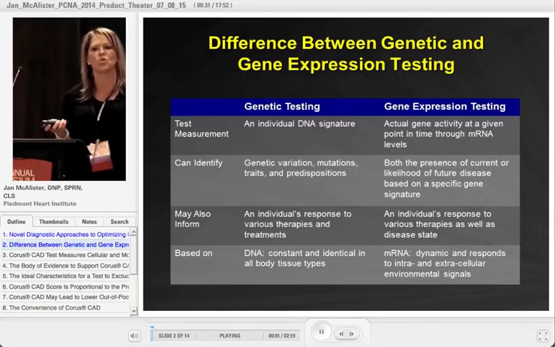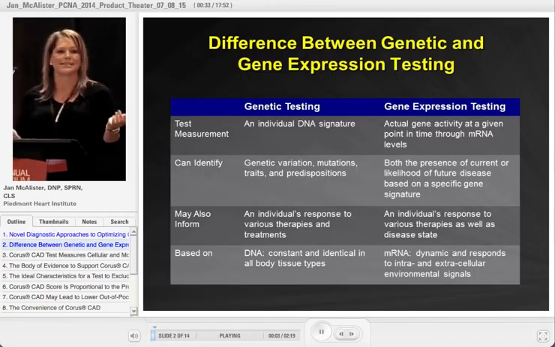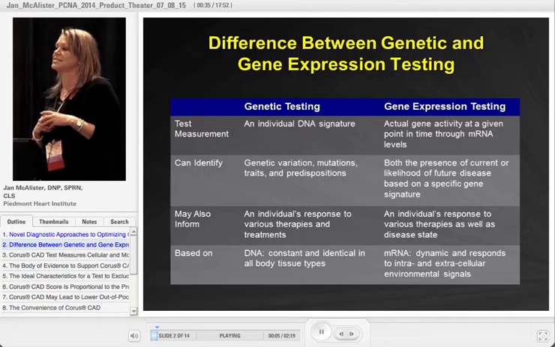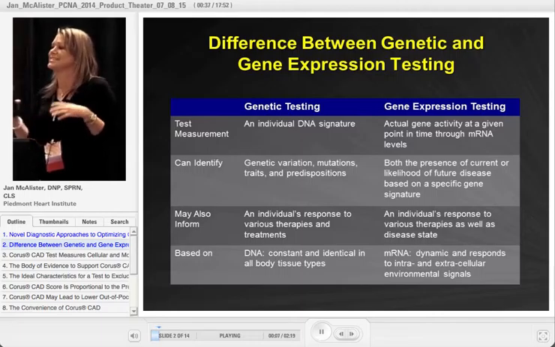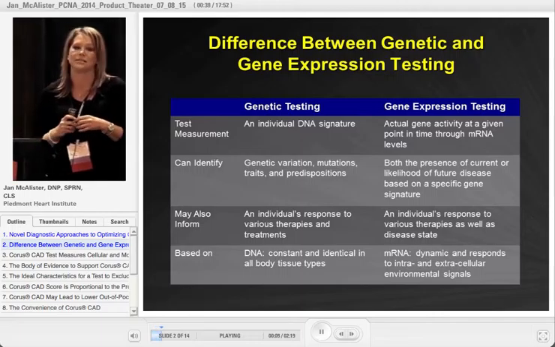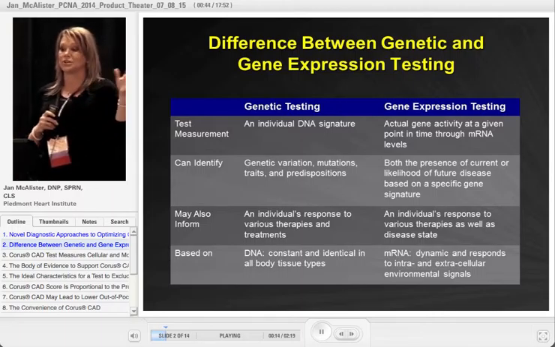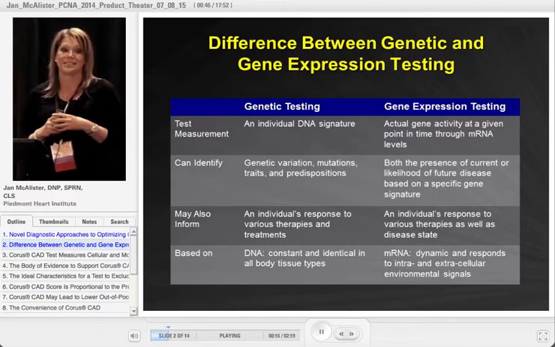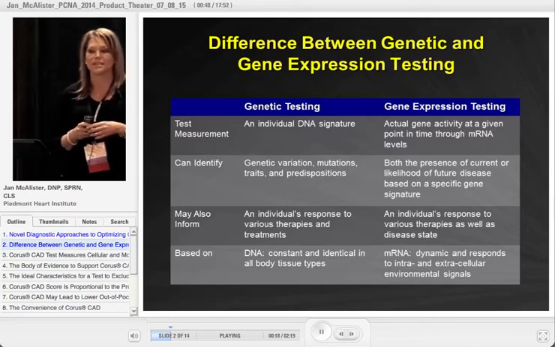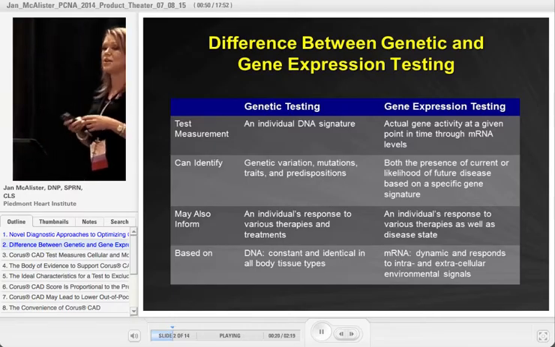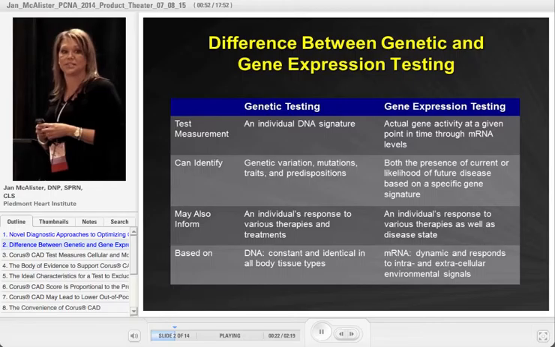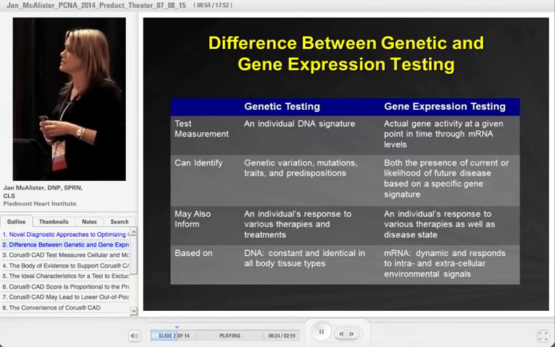I'm going to talk more about the Chorus CAD test. We're going to go over case studies at the end so you can see how to clinically utilize it in your practice. Some of this will touch on slides that you've already seen before, and some of these are going to be new slides and hopefully clinically relevant to what you do in your practices.